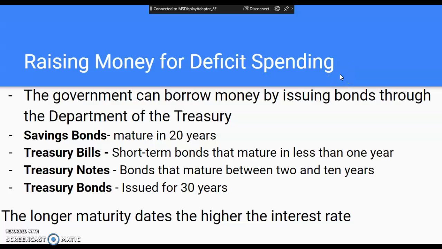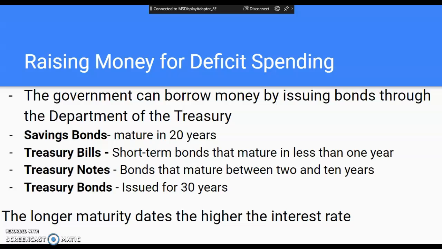So how do we raise money to help combat this deficit spending? The government can borrow money by issuing bonds through the Department of Treasury. And a bond is basically an IOU. So it's a piece of paper issued by the government to whomever has purchased it. And the money that's used to purchase that IOU then goes to the government, and the government can spend it.